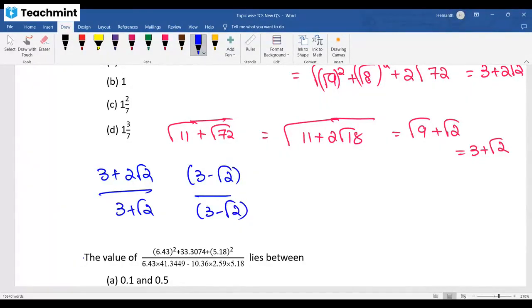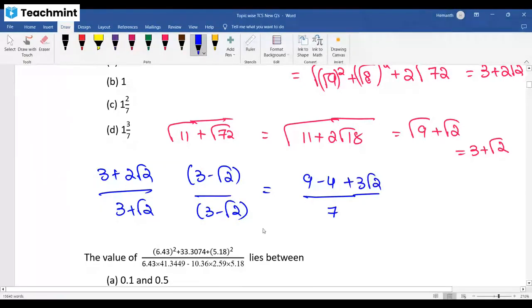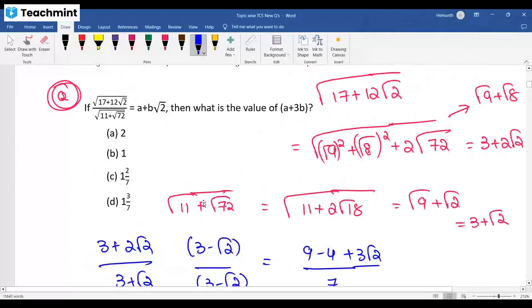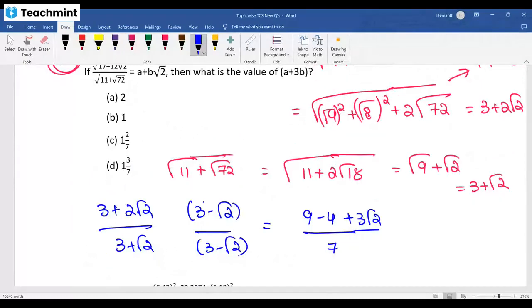9 minus 2 will get 7. Numerator 3 into 3 is 9. 2 root 2 into root 2 will give 4, that is minus 4. 6 root 2 minus 3 root 2 means 3 root 2 will come. Wait, is it not cancelled? We didn't get cancelled. Okay. We got 5 by 7 plus 3 by 7 root 2.